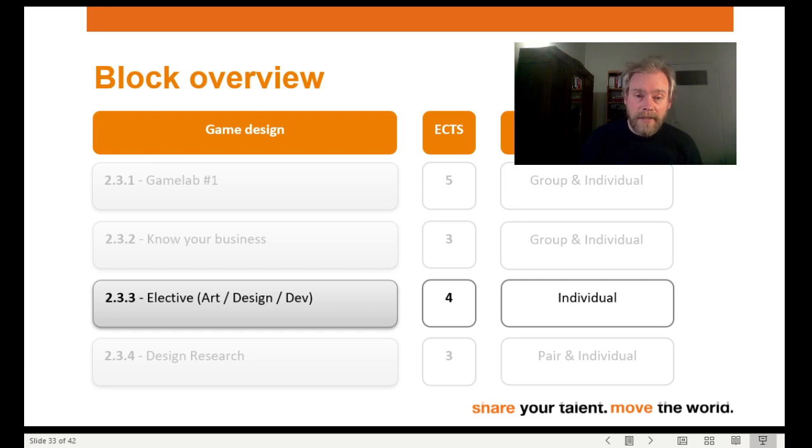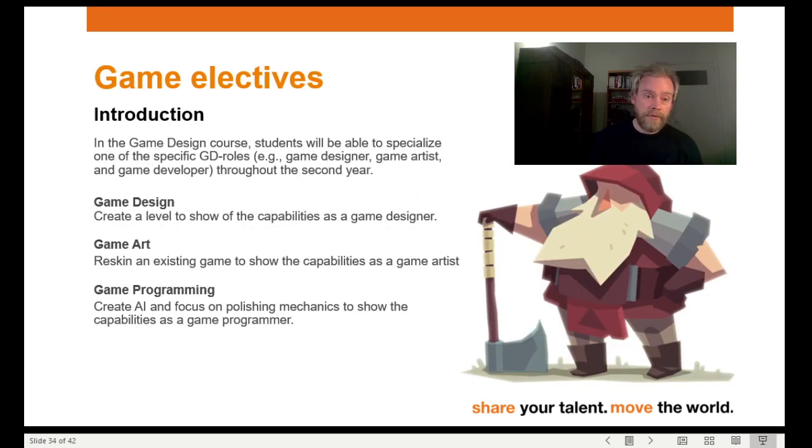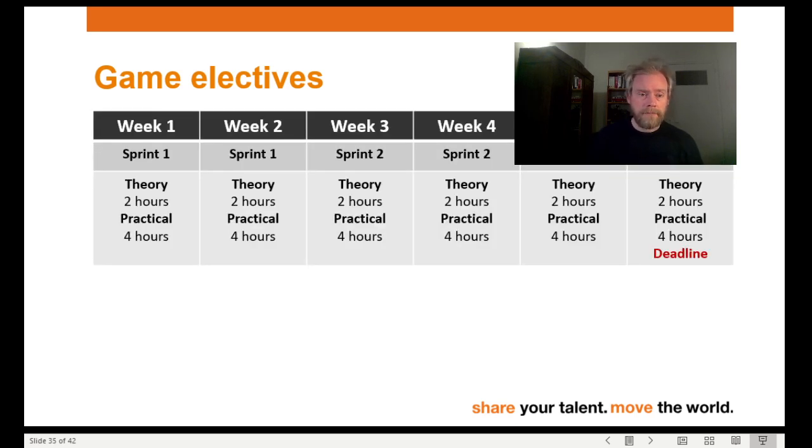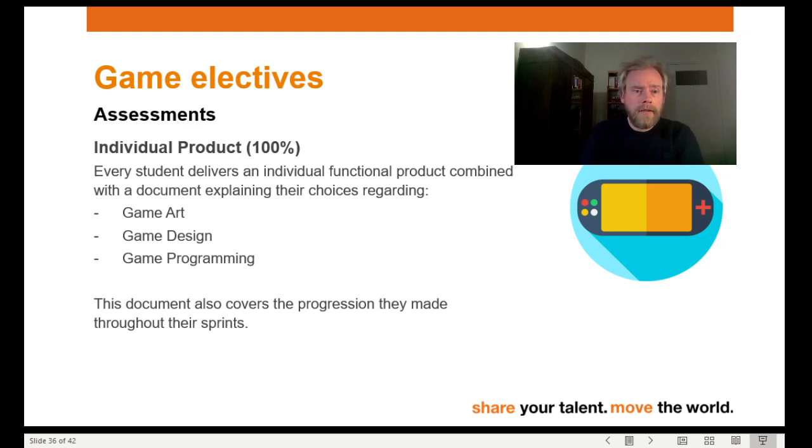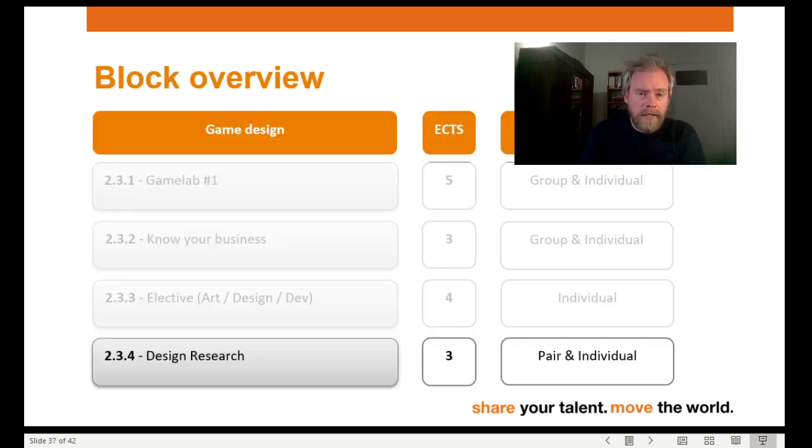Then there are, of course, the electives that you've already subscribed for. Each one of you selected either the art, design, or development elective for this block. And there is an assignment connected to each of them. It's a 6-week block that often works in sprints, and it allows you to dive deeper into your roles and learn from that. So these are the electives, again, of course, individually graded.